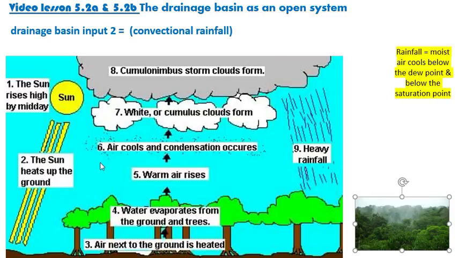Another subheading, folks: the second type of rainfall is convectional rainfall. I've kind of done the job for you here, and I'll talk you through it, but if you can sequence it off the top of your head, that's where we need to be.